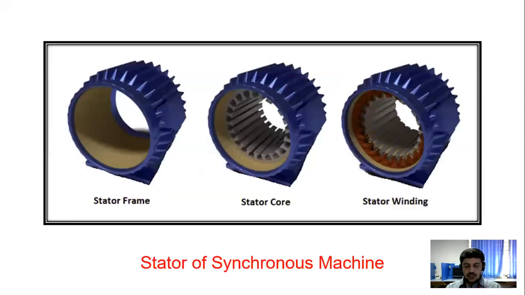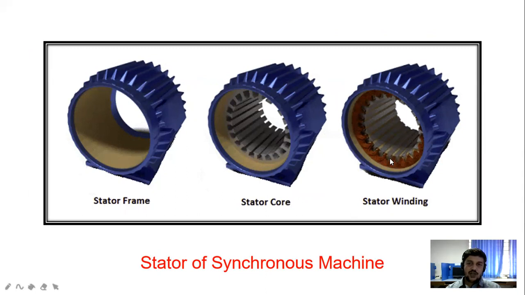So if you look at the construction of a stator of a synchronous machine, this outer frame is the stator frame. Inside that stator frame, there is a laminated stator core. On the inner periphery, there is a laminated stator core which consists of these stator slots, and through these slots we place a three-phase distributed armature winding.